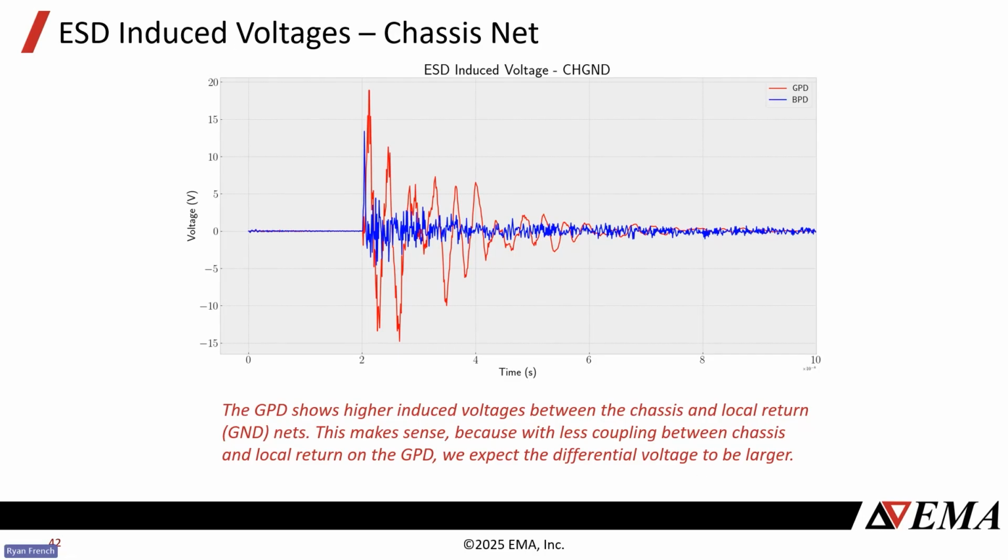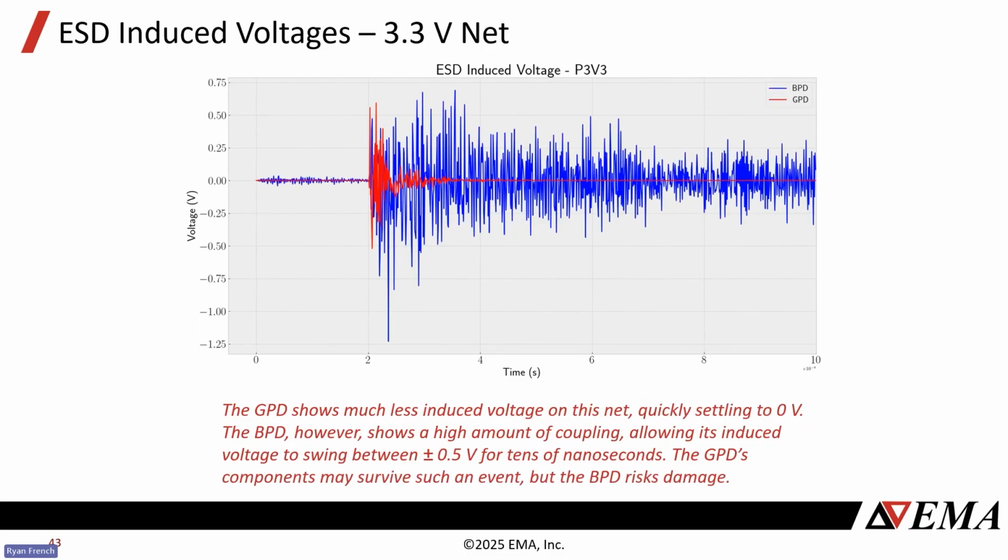If we look at, say, the power net, the 3.3 volt net, we see in the good design, again, we do get some energy coupled, maybe about 0.5 volts initially, but it quickly dies out to 0 within like 10 nanoseconds or so. Whereas in the bad design, because we're allowing that noise to just bounce back and forth on our ground plane, it's much higher amplitude. It exists for at least hundreds of nanoseconds.